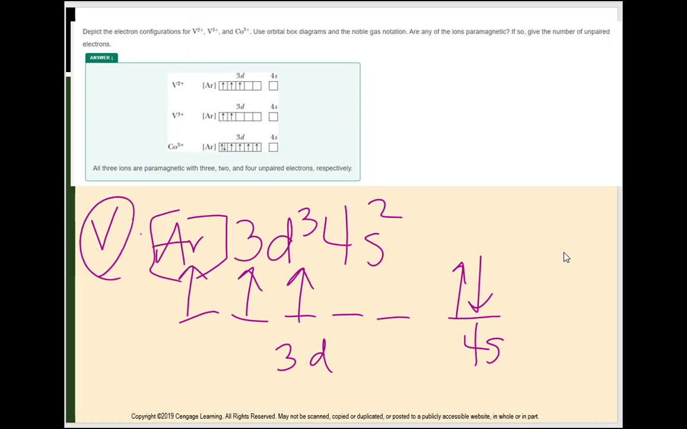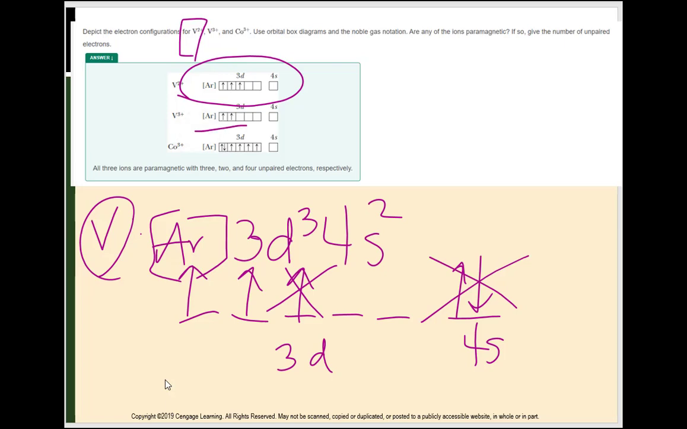But if I'm going to become a +2 ion, that means I'm going to give away 2 electrons. So V2+ would look just like this with 3 unpaired electrons. Paramagnetic. If I wanted 3+, that means I'm going to give away 3 electrons. So I just gave away 2 here. We're going to give away 1 more. So I would have 2 unpaired electrons. Again, paramagnetic.